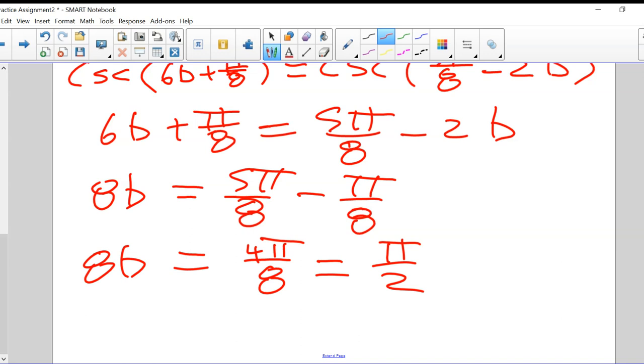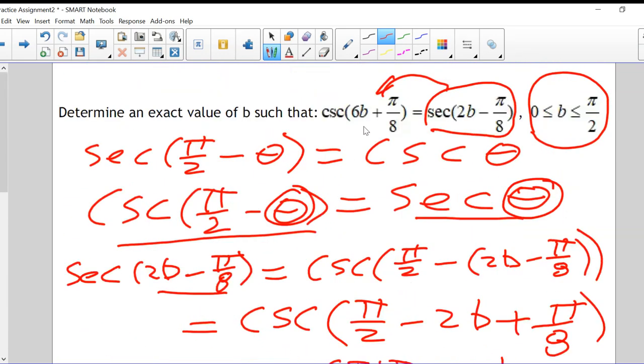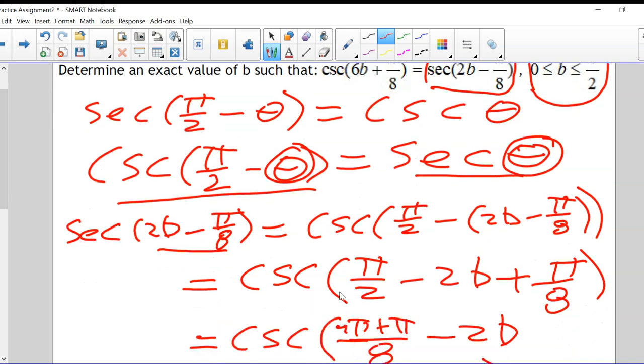How did you get the 6b again? How did I get the 6b? Oh, the question told us that. Let me take you back to the top. We were told that the secant of 2b minus pi over 8, Joel, thanks for the question, was equal to the cosecant of 6b plus pi over 8. So when we took the secant of 2b minus pi over 8 right there and made it into a cosecant, that was what this was. It worked out to be this cosecant down here.